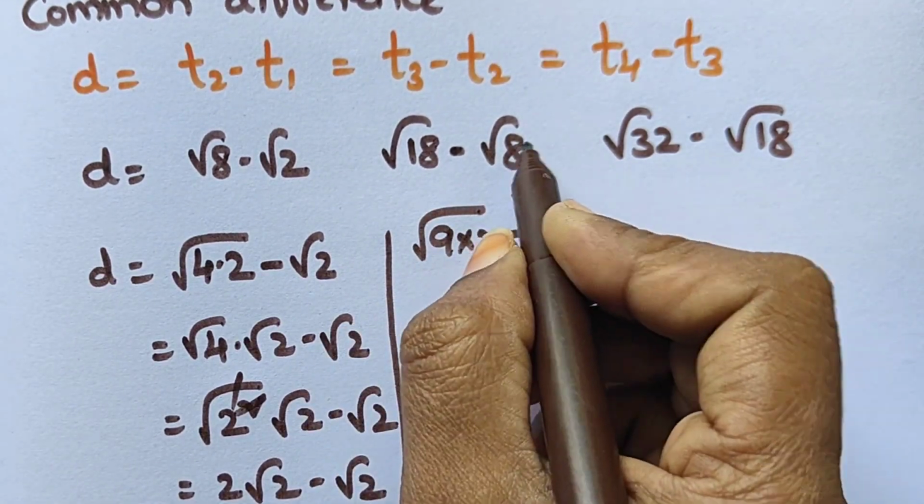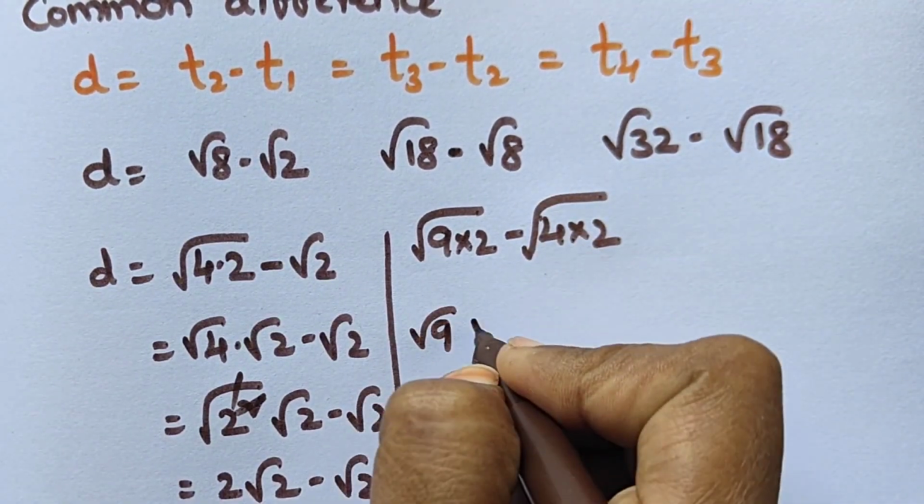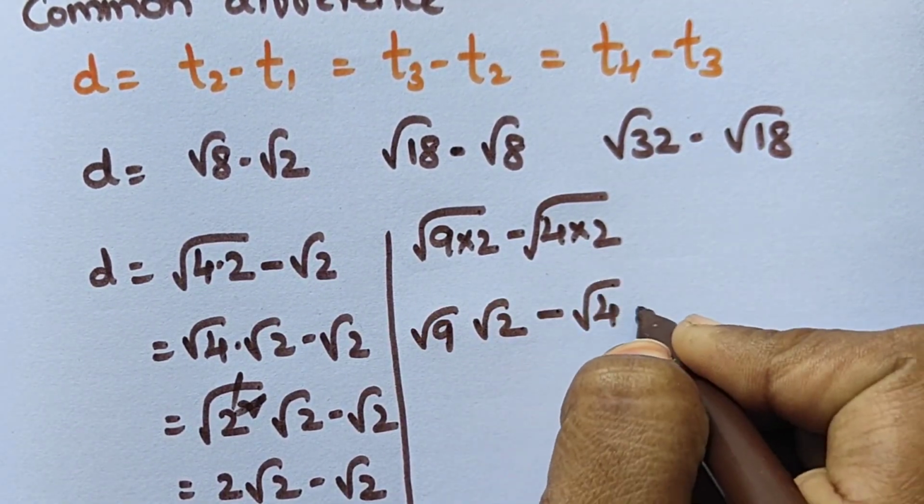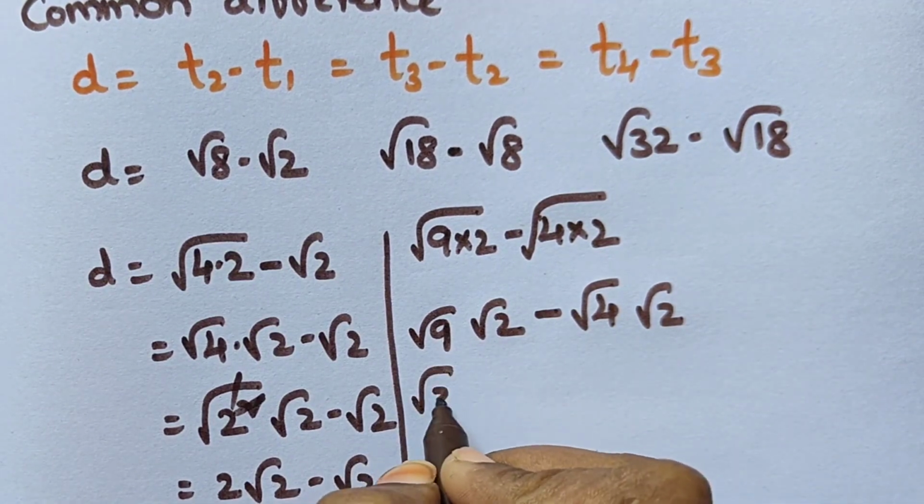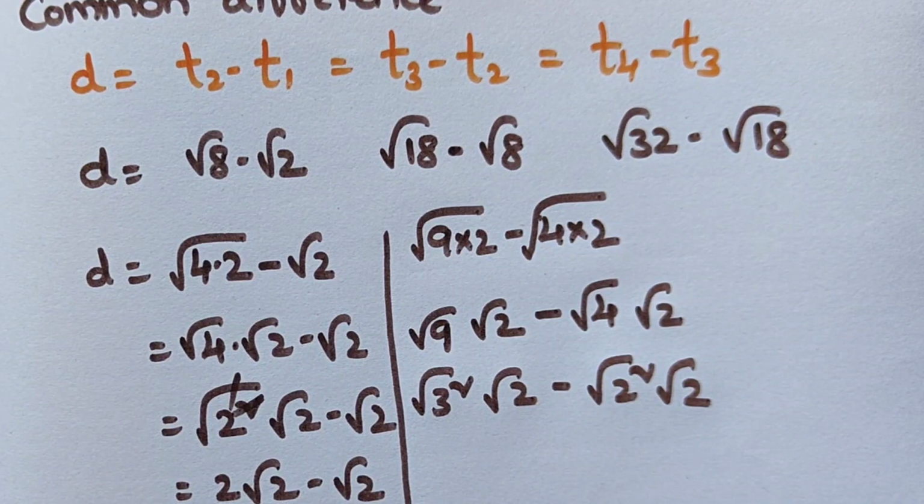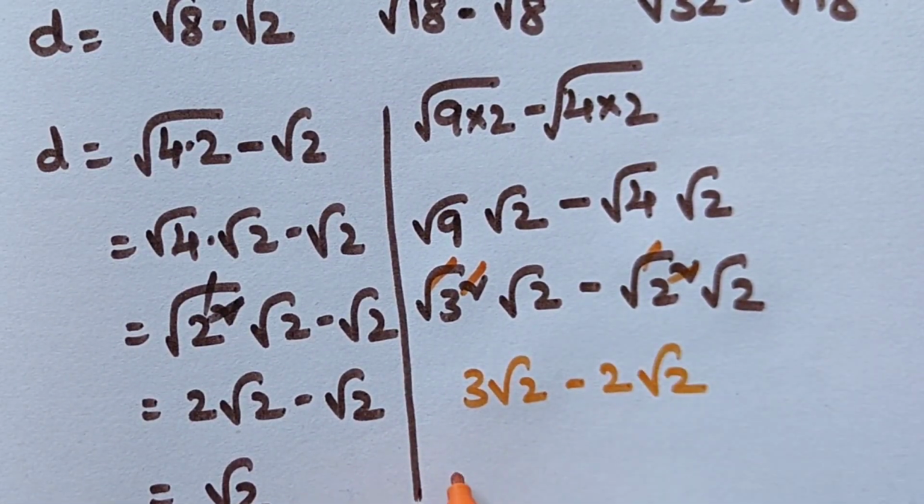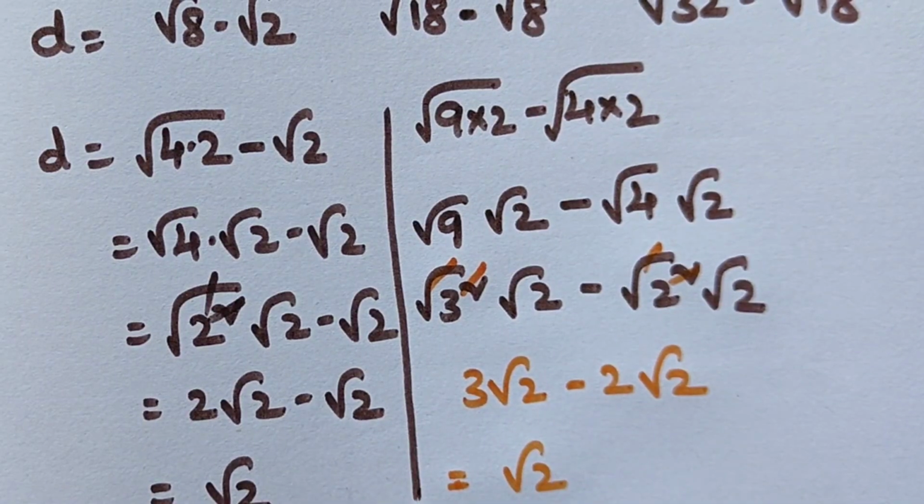Now we have to write 18 as 9 2s are 18, and 8 as 4 2s are 8. Separate the root: root 9 into root 2 minus root 4 into root 2. 9 as 3 square, root of 3 square into root 2 minus, 4 as 2 square, root of 2 square into root 2. Square and root are cancelled. Then 3 root 2 minus 2 root 2. The value is root 2.